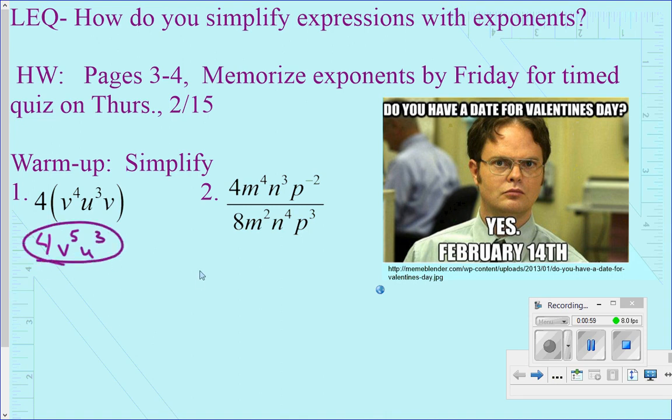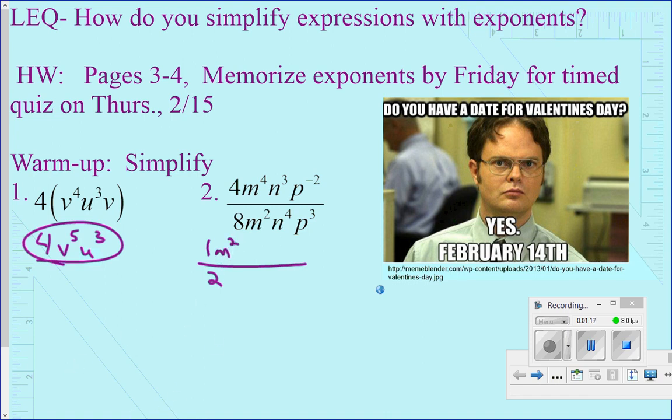Number 2, you're going to simplify the numbers. 4/8 we know is 1/2. Then the variables. The rule says subtract the exponents when you're dividing like bases. So 4 minus 2 is positive 2. Positive tells you that it belongs in the numerator.